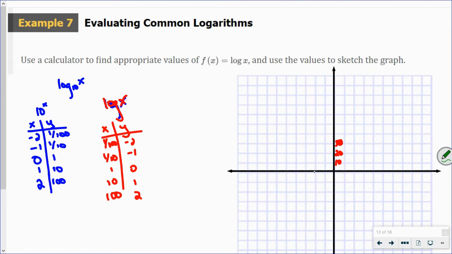So we are at 1/100th, comma, -2. 1/10th, -1. 1, 0. I'll get rid of those because I went by ones. And then 10, 1 here. And then the other one's off my graph. So we can just go like this, and it's very sharp, just like that.